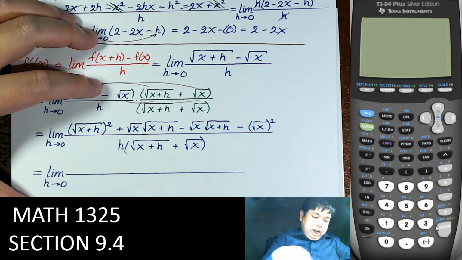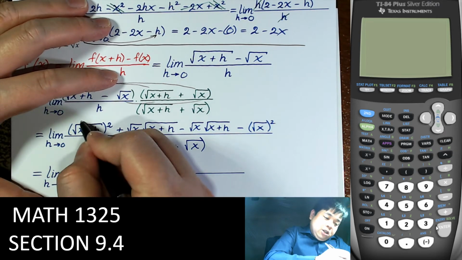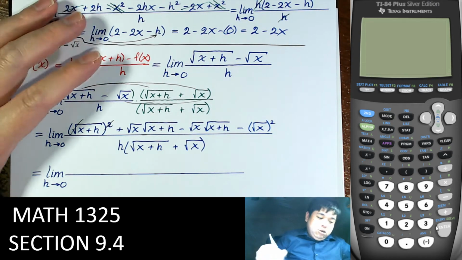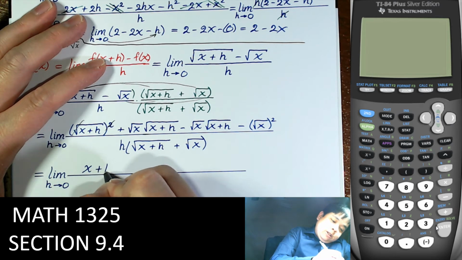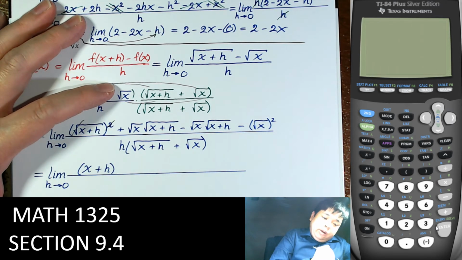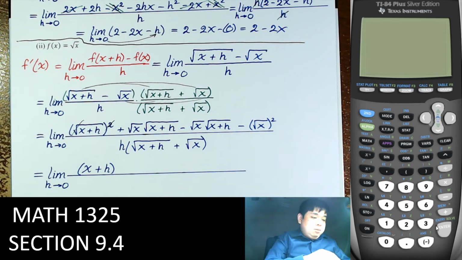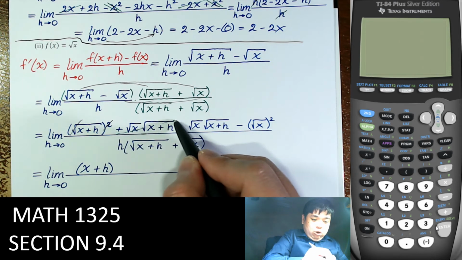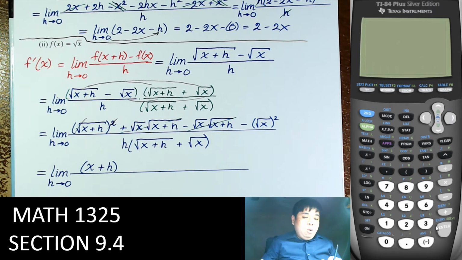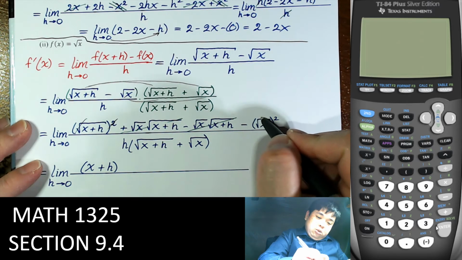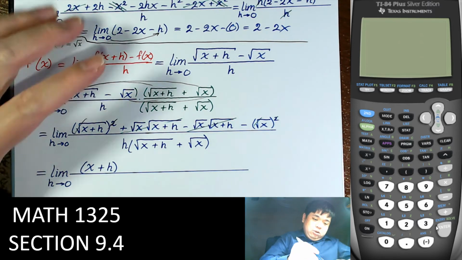Right. Actually, we don't need that much. The square root and square cancel out, so we just have x plus h. The middle terms cancel out, so that is where we multiply by the conjugate. The middle terms always cancel out, and then the square root and square cancel out, so we just have this.